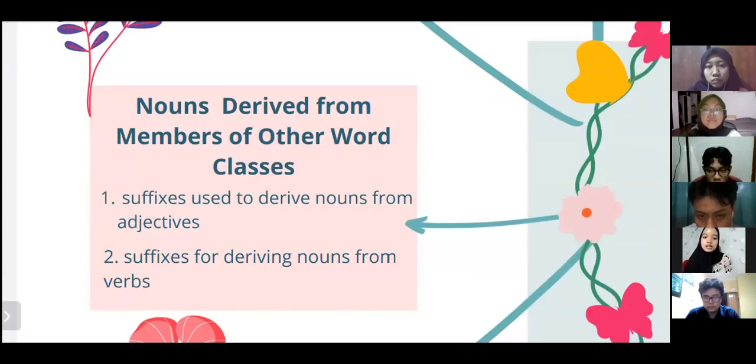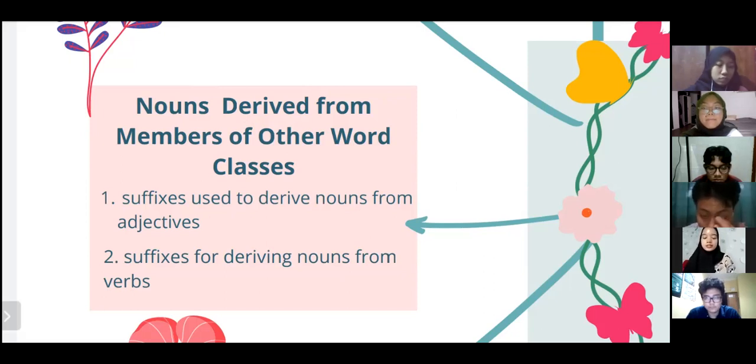There are three suffixes. The first one, -ity. The words like purity, equality, sensitivity. It means that adjective plus the suffix -ity, sensitive plus -ity, makes the form sensitivity. And the second one, -ness. For example, the word goodness is formed by the adjective good plus the suffix -ness. It makes the noun goodness.